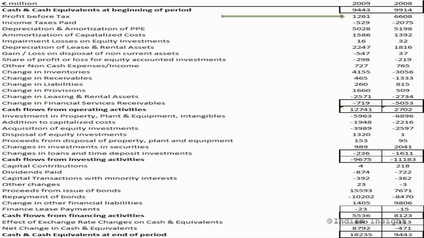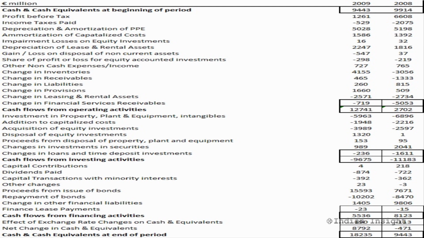It starts with the profit before tax of 1261 million. Then you subtract the actual income tax payments and then adjust this amount for the effect of non-cash transactions, accruals and deferrals, and transactions of financing and investing nature to arrive at the amount of cash generated from operating activities. This amount is 12,741 million.